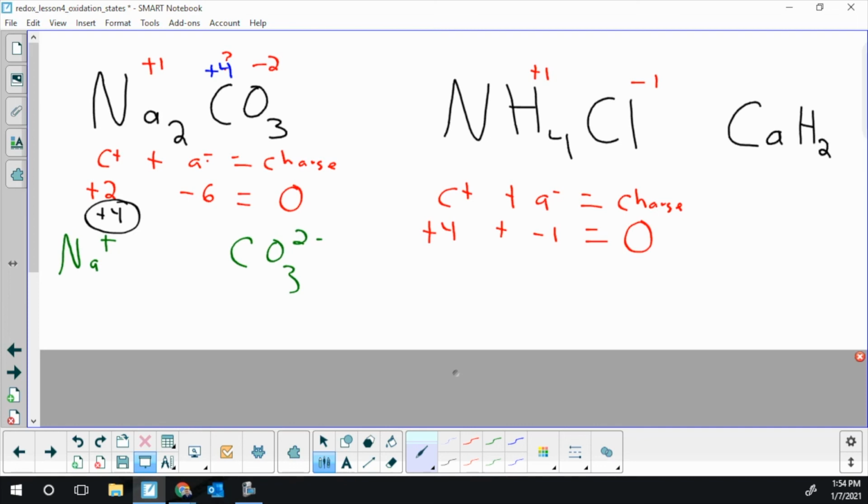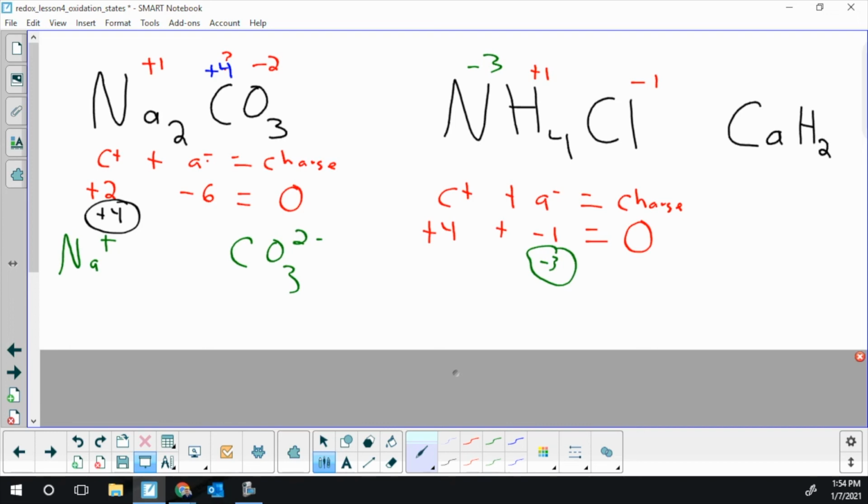That's got to add to 0. My low side that I have to bring up is the negative side. I don't have enough negatives. I need 3 more of them to get this. +4 and -1 and -3 adds to 0. So that's my oxidation state for nitrogen.